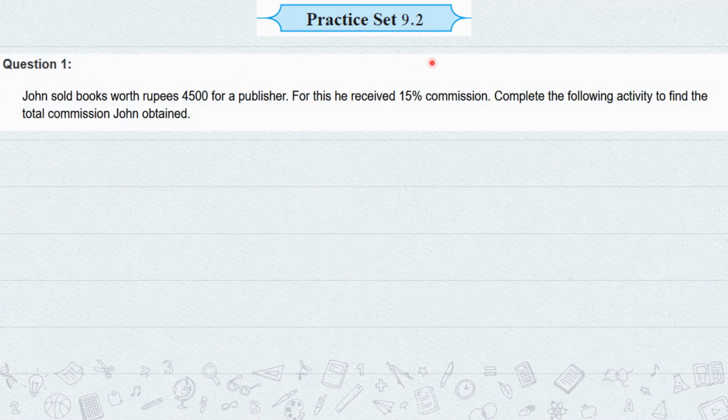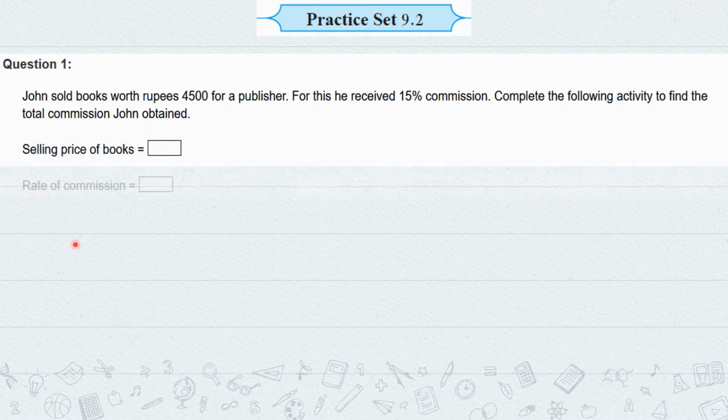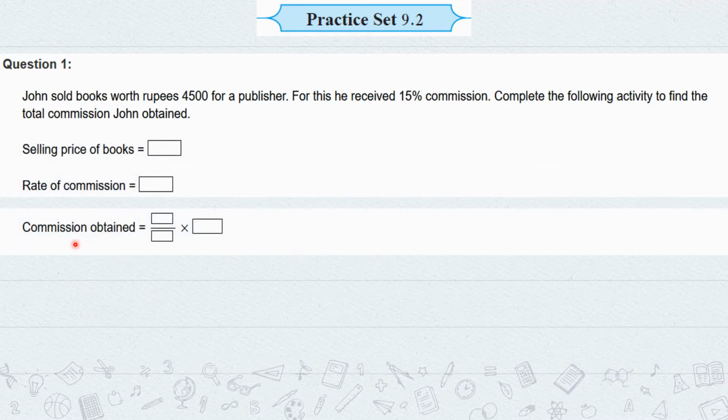Question 1 of practice set 9.2. John sold books worth rupees 4,500 for a publisher. For this, he received 15% commission for selling it. We have to complete the following activity to find the total commission John obtained. Selling price of the books, rate of commission, commission obtained, and we have to find the commission in rupees.